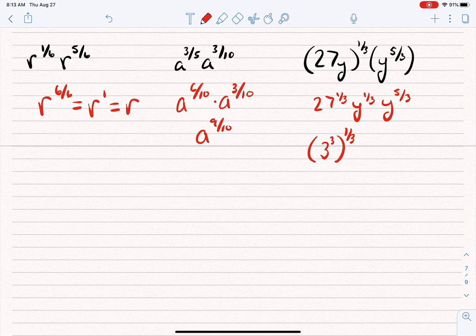And then when I get to the second part, y to the 1/3 times y to the 5/3, I add those and I get y to the 6/3. And so all of this works out to be whole numbers and actually comes out really clean, because this 3 right here, times this 1/3 is 1. So this part becomes 3 to the 1st power. And then 6/3 reduces to just 2. So that becomes y squared. So the final answer is 3y squared. Yay. Super simple. All right.